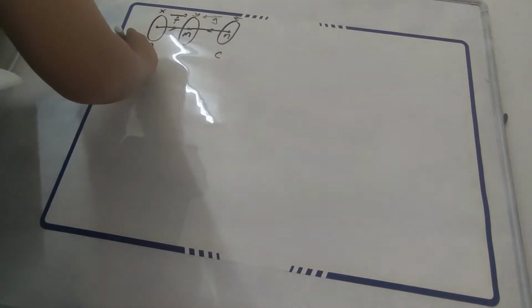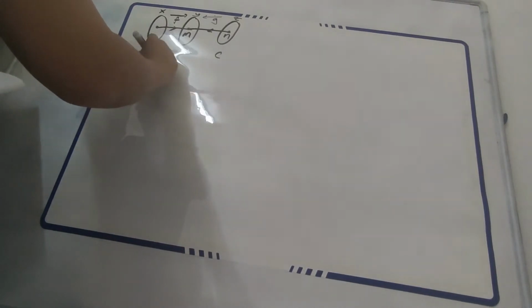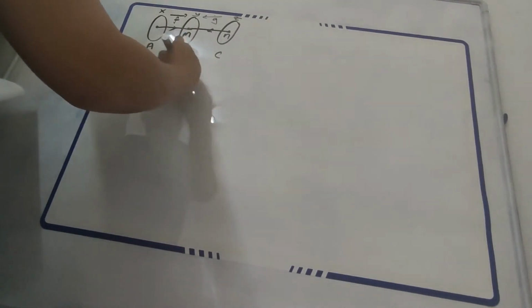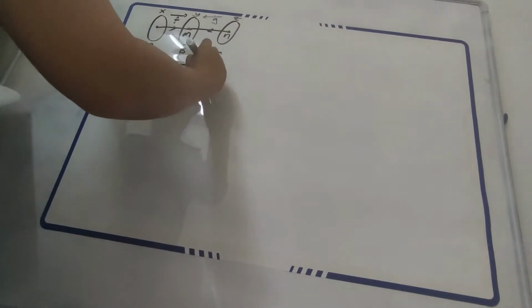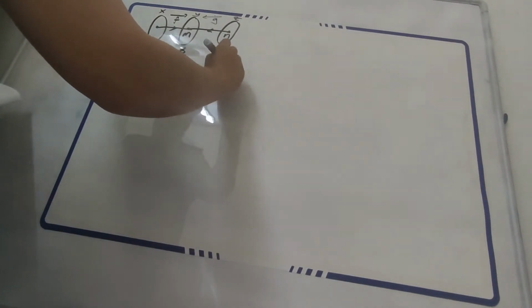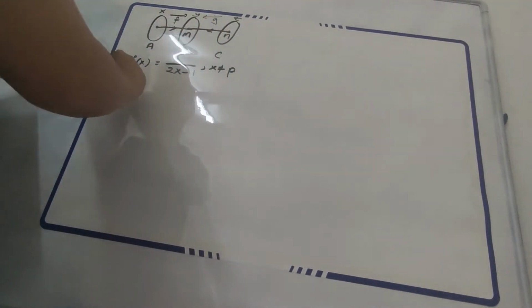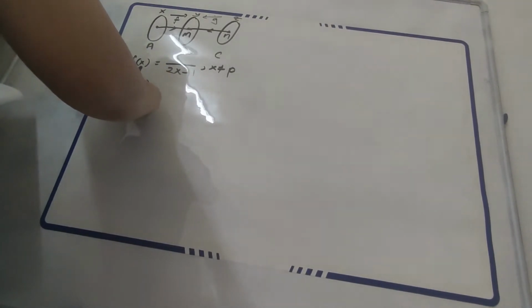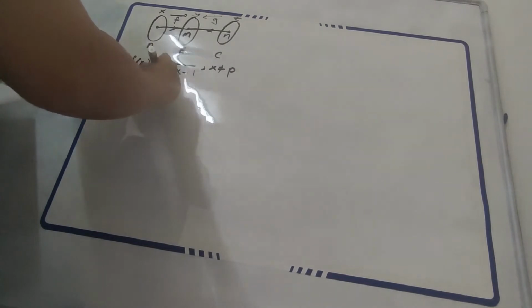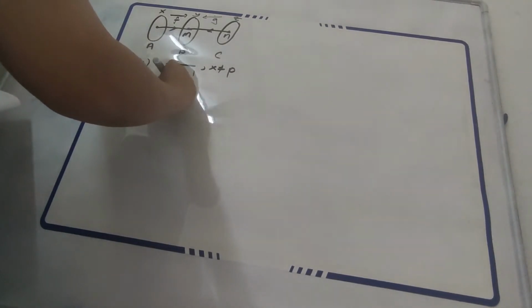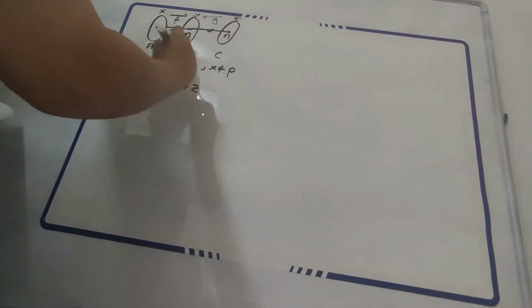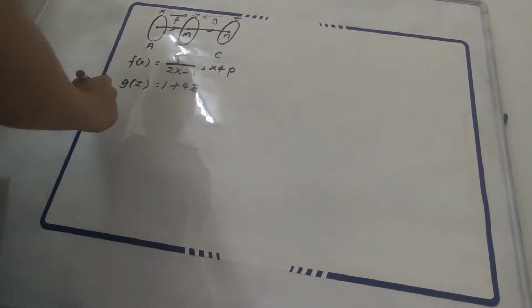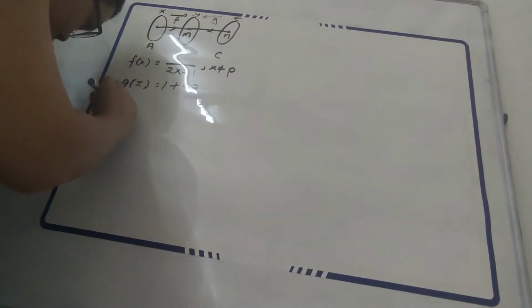Okay, given f(x), the function of f, is 1 over 2x minus 1. So x cannot be equal to p. And then g(z), the function of g with the variable of z, equals to 1 plus 4z. And first question, what is p?